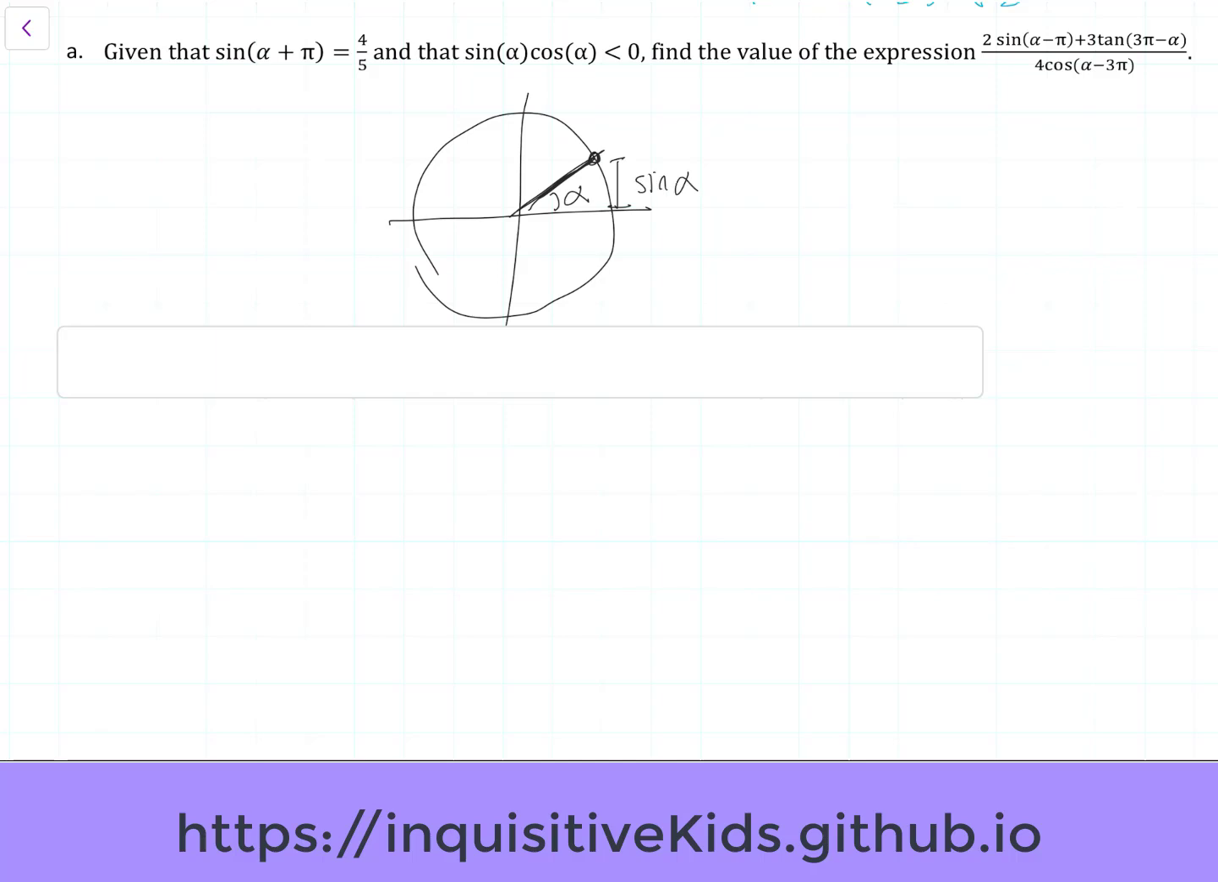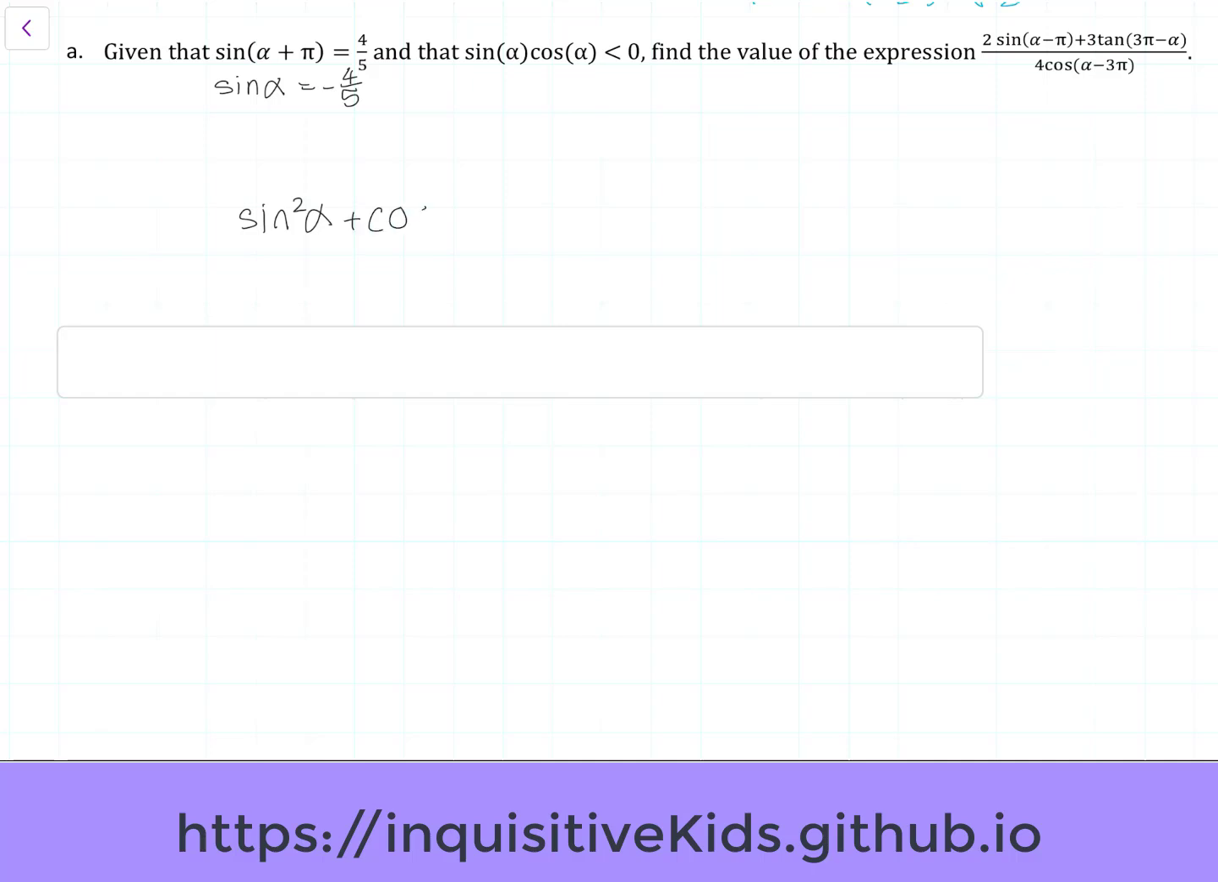Well, if we add 180 degrees to any angle, we will always have this line. So the sine will have the same absolute value, but a different sign. From this, we know that the condition is sine of alpha is equal to negative 4/5. Now that we have sine of alpha, we can also find the cosine of alpha, because we know that sine squared of alpha plus cosine squared of alpha has to equal 1. Therefore, 16 over 25 plus the cosine squared of alpha is equal to 1.